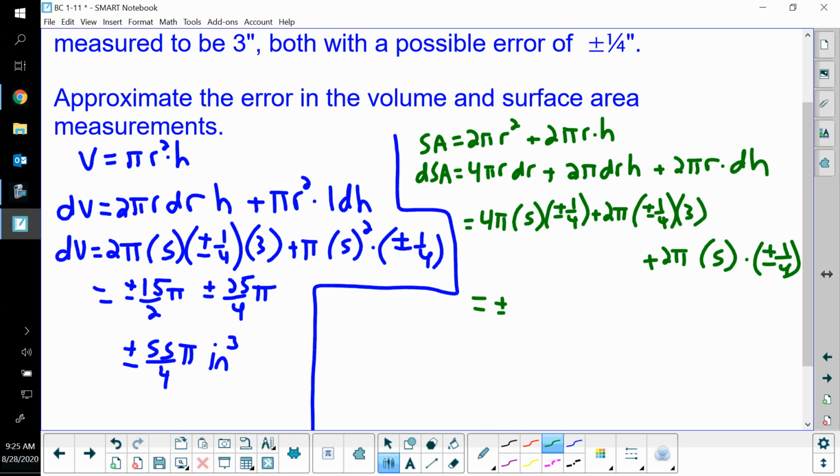So we're going to have plus or minus 5 pi. A quarter and a 4 will multiply to 1. We'll have plus or minus 3 halves pi. Plus or minus 5 halves pi. And this then will give us, for the differential for the surface area, plus or minus 9 pi. And because it's a surface area, that would be inches squared.